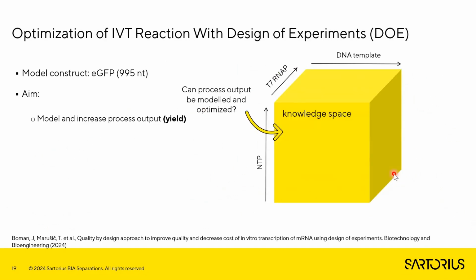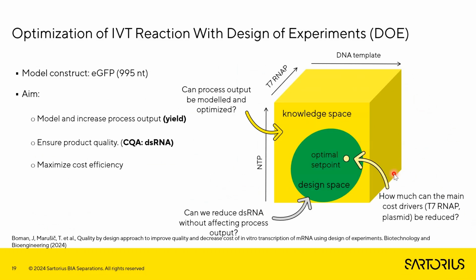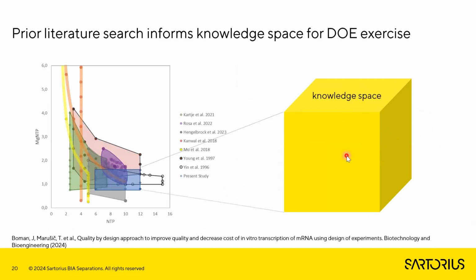So first, when we set off the development, we wanted to set ourselves a threefold aim. One is maximize the yields. Second, minimize the impurity, which is the double-stranded RNA, and maximize cost efficiency. And so we wanted to build a knowledge space within which we find a design space within which we can move in terms of the process, and also then find an optimal set point for our process.